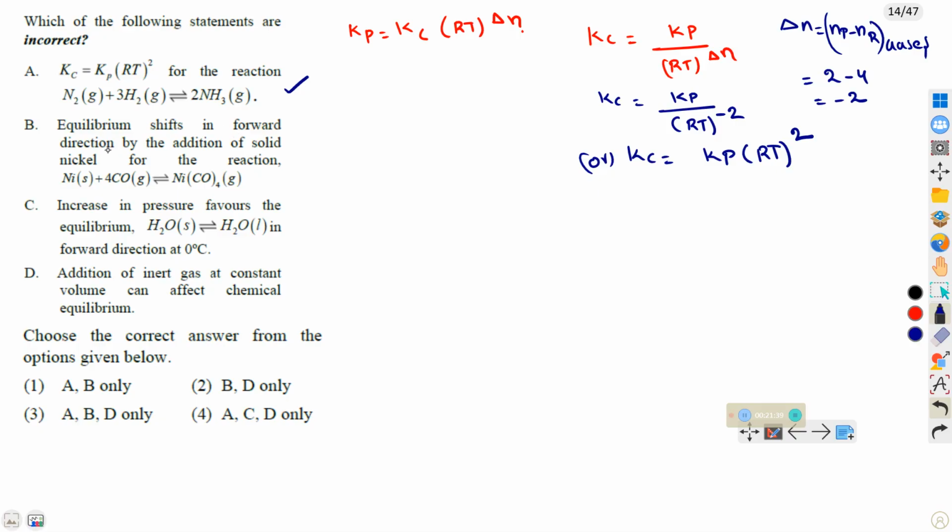Equilibrium shifts in the forward direction by the addition of solid nickel for the reaction.